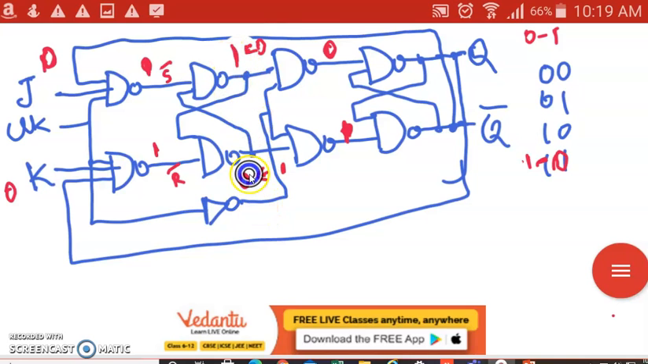I get the present state also 1 0. As an output across the master is 1 0. The output across the slave is also 1 0, with the 0 0 as an input.